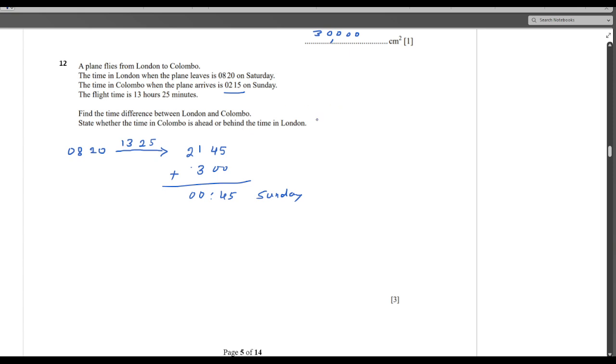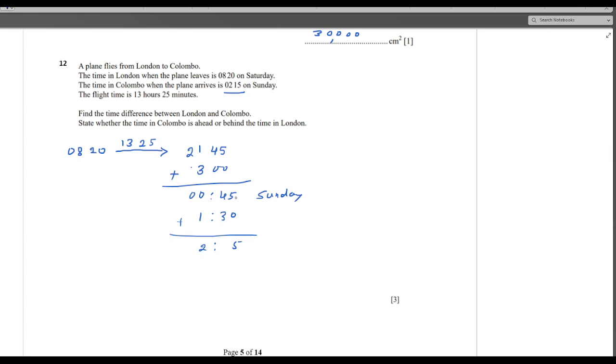And you want time as 2:15. So for 2:15 I will add an extra 1 hour 30 minute. Okay, so that will give me 2 hour, here 5, and here if I add 15 it will become 1 hour, so it is 2 hours, and here the time remaining is 15. Okay, so I get time as 2:15 on Sunday. So for that I added this 1 hour 30 minute and this 3 hour, that means 4 hour 30 minute.